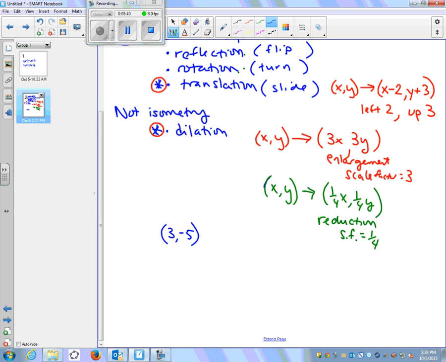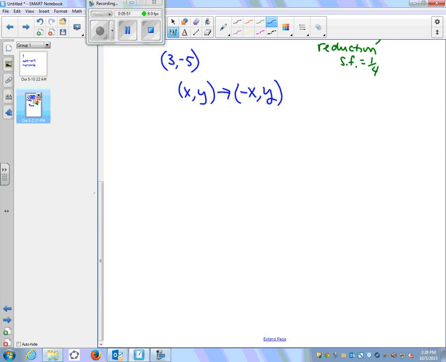and do some rule to it. So if I give you the rule like that, and I say use the point (3, -5) and do this rule to it, you should be able to handle that. You might not know exactly what it's doing, but you should be able to do it. So you're going to plug in x is 3 and y is -5 over here.